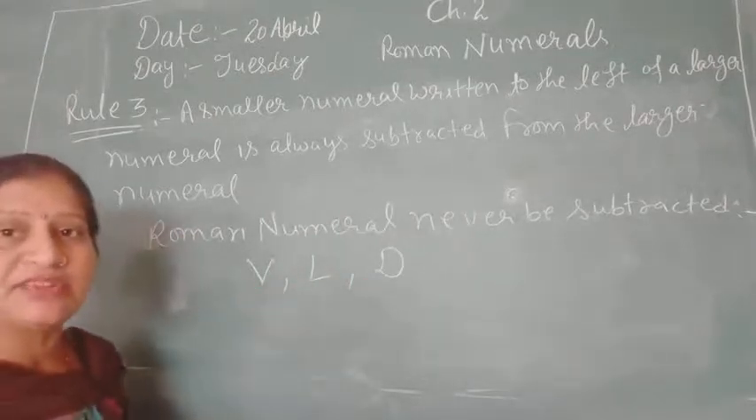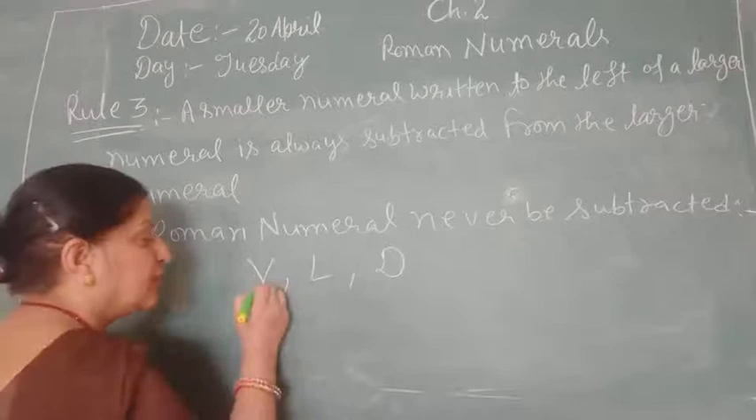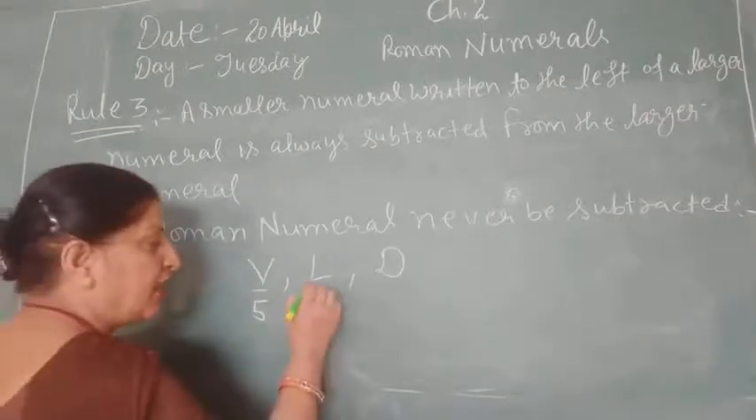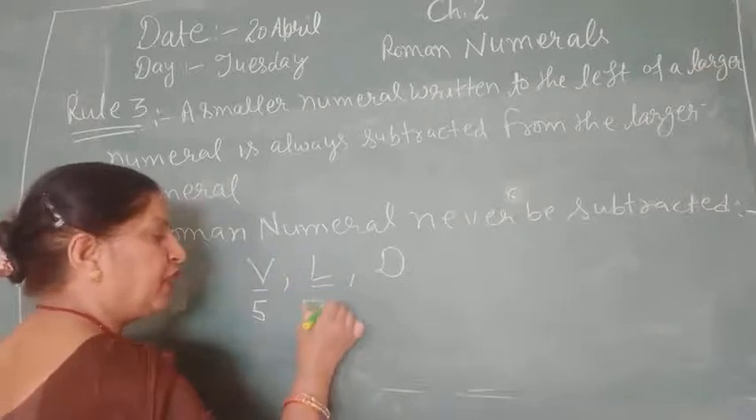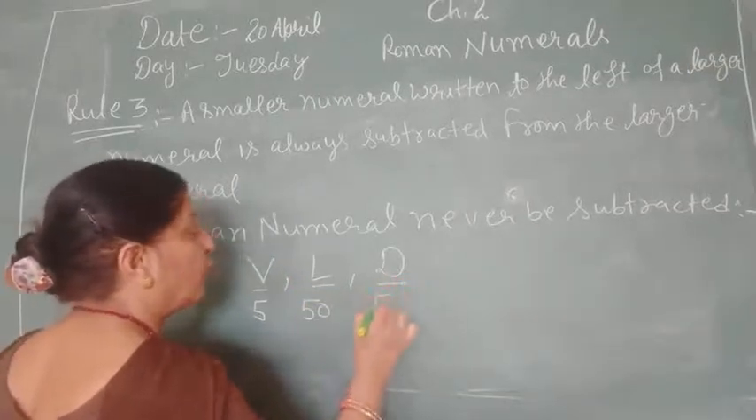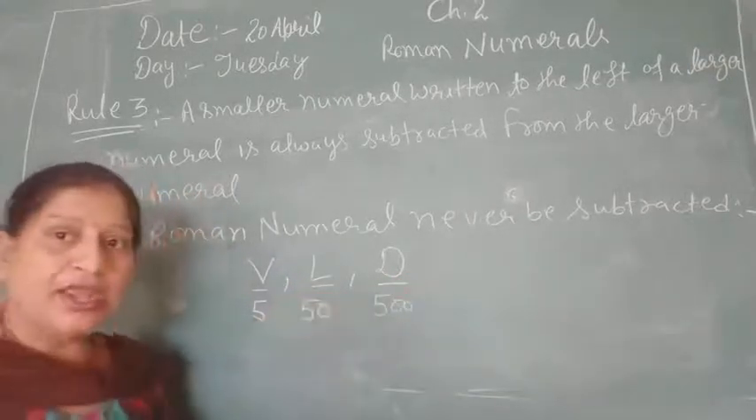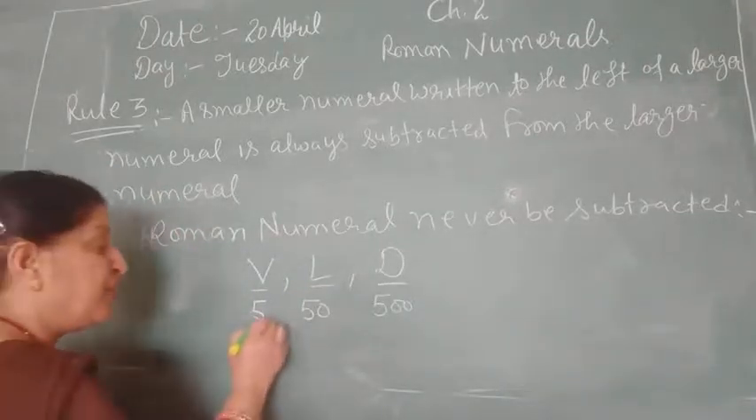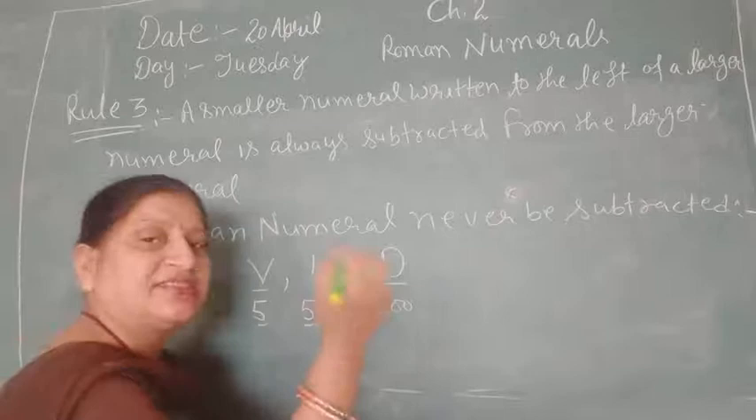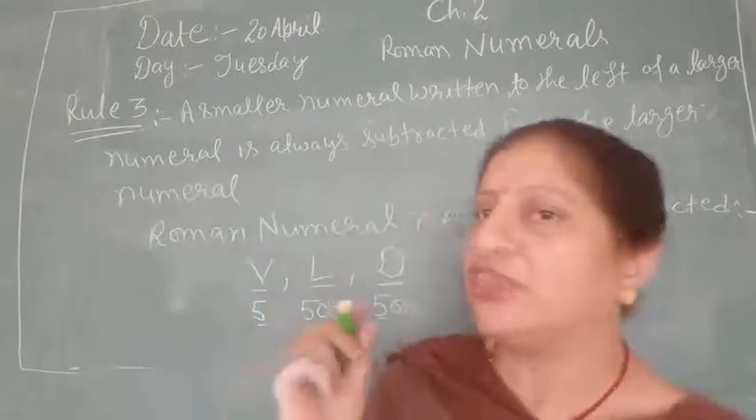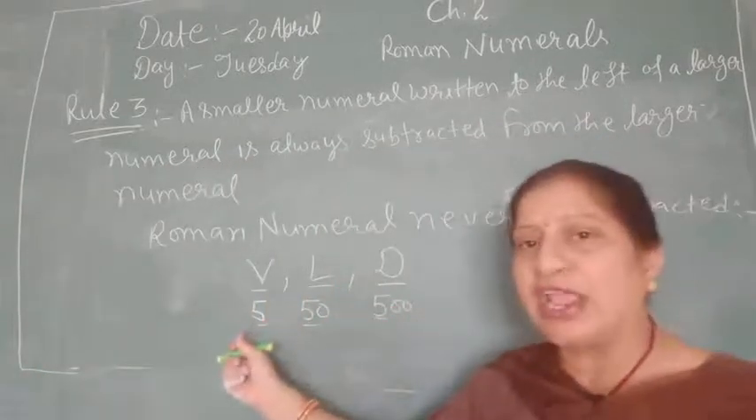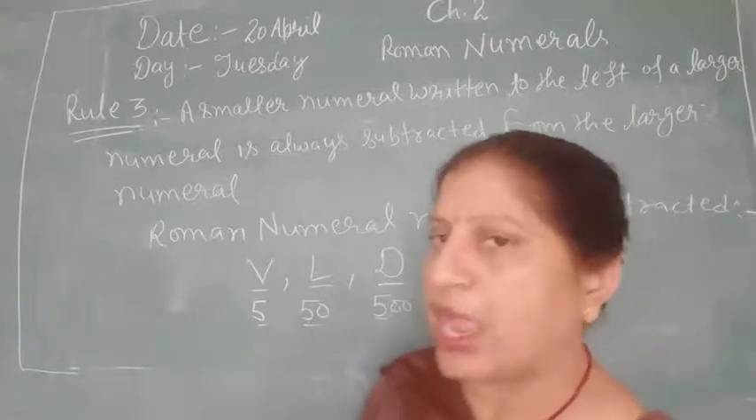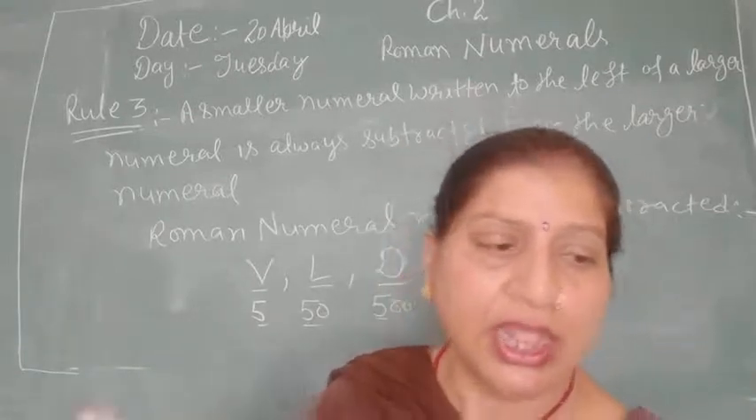In these numbers we see that V is used for 5, L is used for 50 and D is used for 500. Now the similarity is that in all these numbers we see 5. It means the symbols which have a 5 are not subtracted from any number. Clear this one?